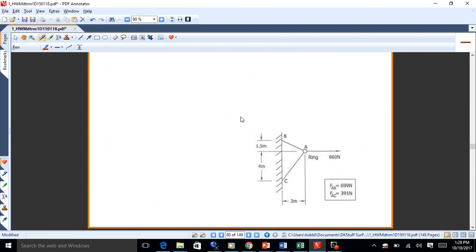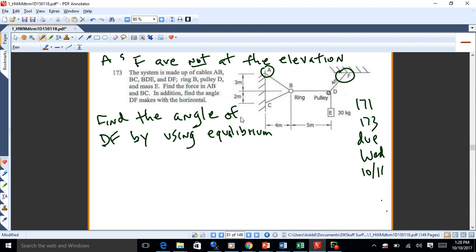All right. Now this next one here, I know I was in a little bit of a rush when I did this, and I forgot a word there. Should have said same. So A and F are not at the same elevation. So I asked you to find the angle of DF, and you're not going to use geometry to do that. You're going to use a little bit of equilibrium to do it with.